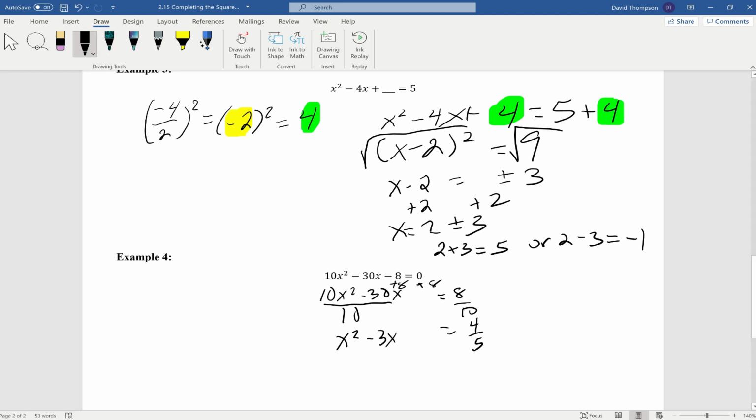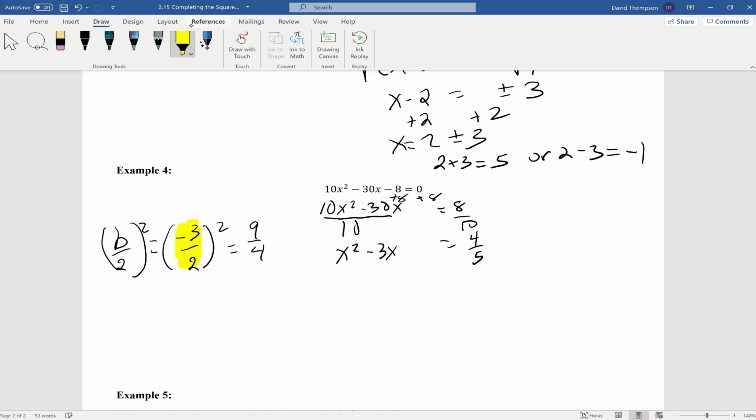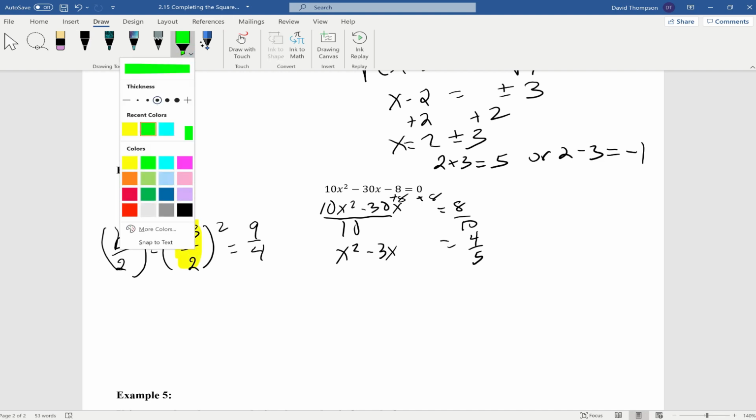Now we complete the square. So my b over 2 squared is going to be negative 3 over 2 squared, which is just going to break into 9/4. We have to square the top and the bottom. So I'll highlight it in the same colors.